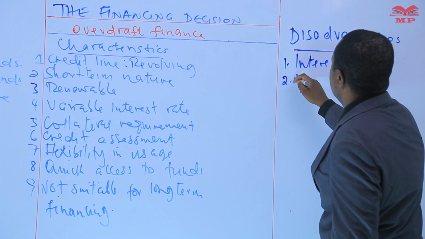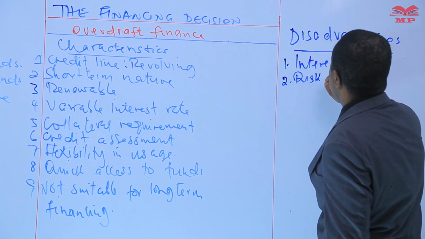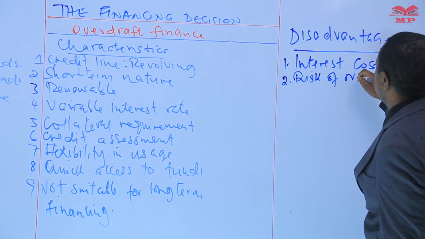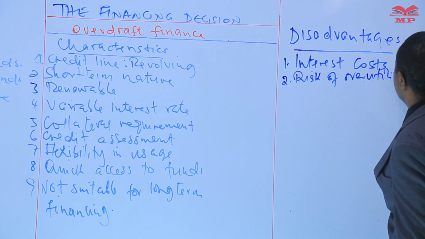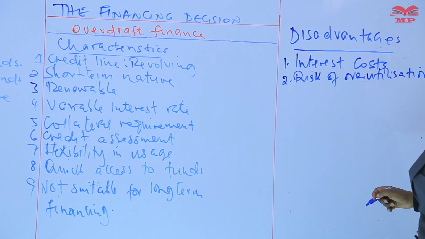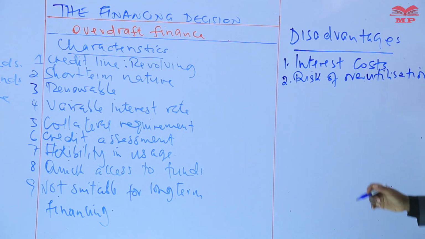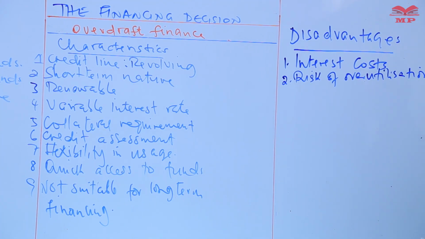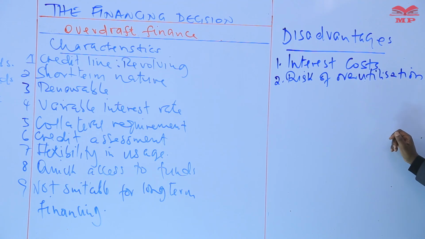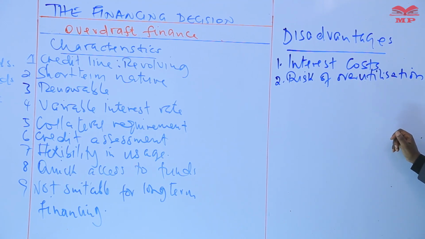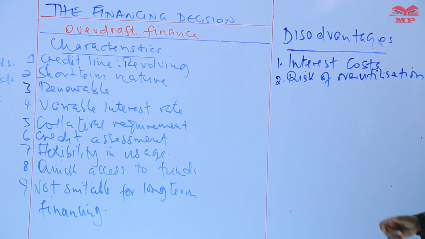Number 2, risk of overutilization. There's also the risk of overutilization of the overdrafts, where businesses may exceed the approved limit, leading to higher fees and potential financial strain.